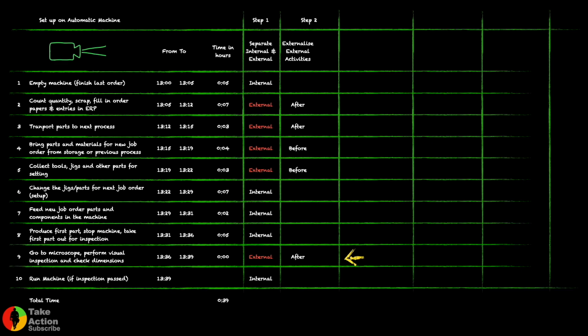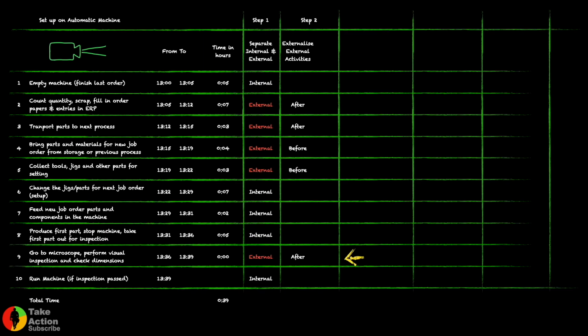This we can easily externalize, so that we perform this activity when the machine is running. Here we might have to talk with the quality department, and we have to show the risk analysis: how many times in previous years or in the last year the first few parts were defective. Currently we are stopping the machine for this activity so that we don't produce scrap.